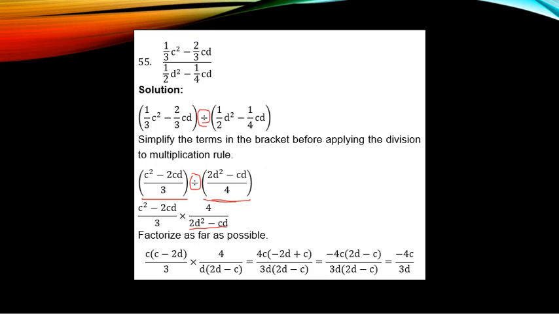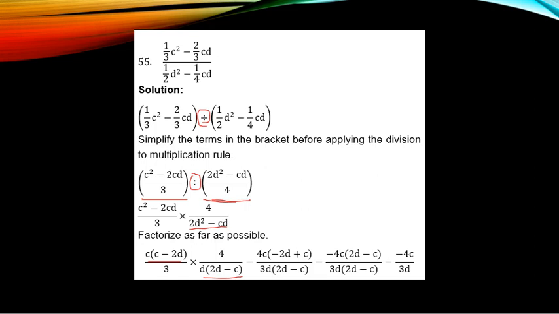So the next thing is to factorize. If you check the first term between c square and 2cd, you can factor out c. If you factor out c, you are left with c minus 2d over 3 times the second term. The denominator, you can factor out d from 2d square minus cd. If you factor out d, you have d bracket open 2d minus c.